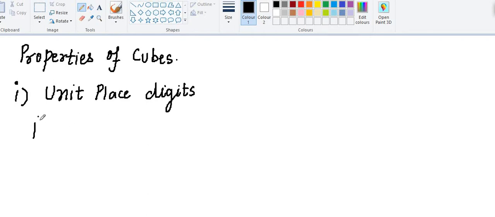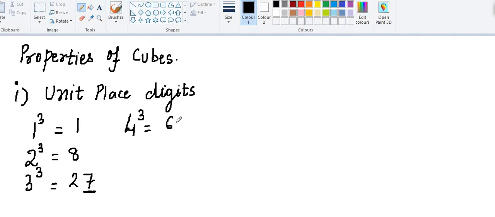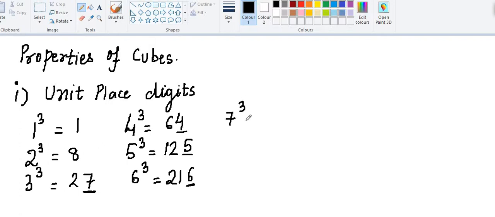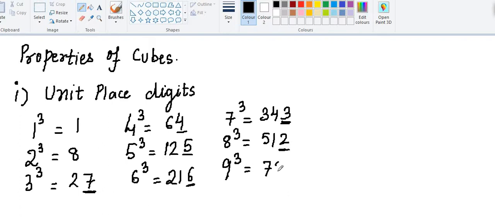So if it is 1 cube, the unit place digit is 1. 2 cube, it's 8. 3 cube is 7. 4 cube, 4. 5 cube, 5. 6 cube, 6. 7 cube, 3. 8 cube, 2. 9 cube, 9. And 10 cube we have 0.